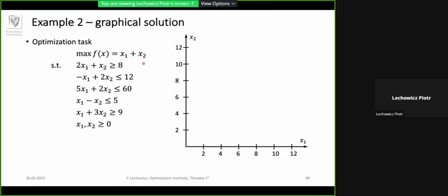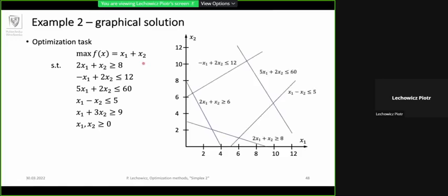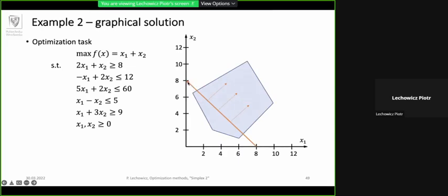Let us solve another example. First, solving it graphically. So we are maximizing x1 plus x2, and we have 6 constraints, which look like this. So this is our feasible set. This is our objective function for a certain value. So this is the level line for the objective function, and if we move it up, we will improve the value of the objective function. So the solution to this problem is obviously located in this vertex.